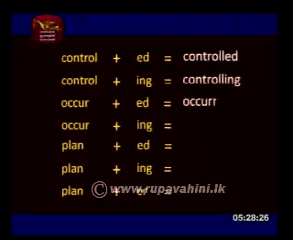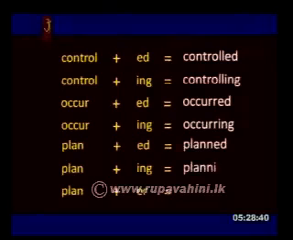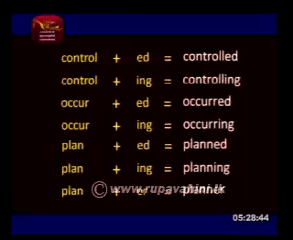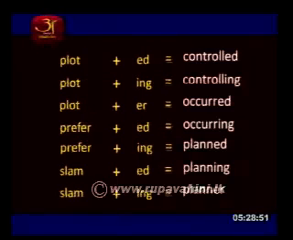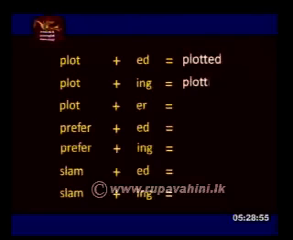Occur plus ED, occurred. Occur plus ING, occurring. Plan plus ED, planned. Plan plus ING, planning. Plan plus ER, planner. So we have given you a lot of words. You can write something. We'll read those things quickly. Plot plus ED, plotted. Plot plus ING, plotting. Plot plus ER, plotter.